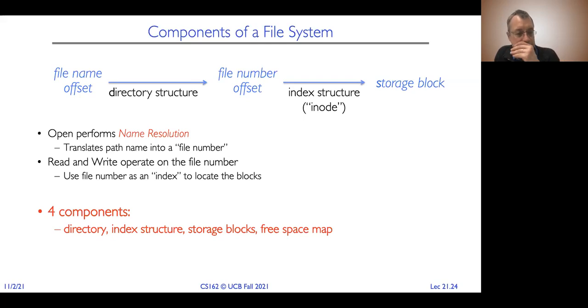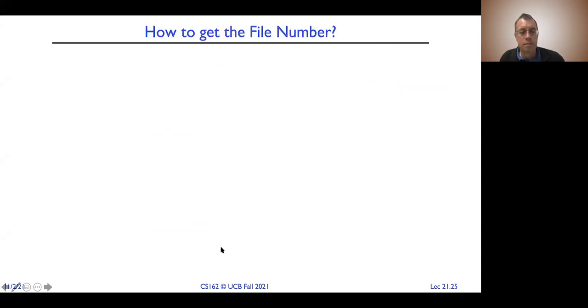Right, the open operation performs this name resolution, basically translating the file name into the file number. The read and write operations only refer to the file number, so you avoid the first translation step. You use the file number as the index to locate the inode, and the inode is going to lead you to the blocks. We'll see a few examples. So you have four components: the directory, the index structure, the storage blocks, and the free space map. Remember that.